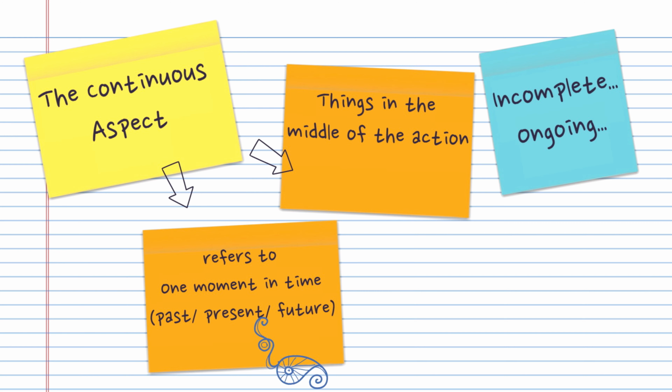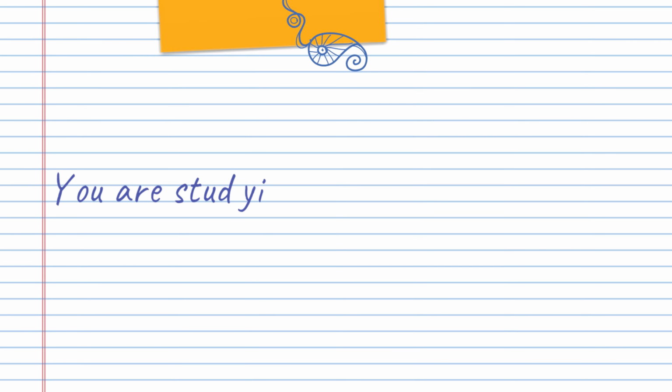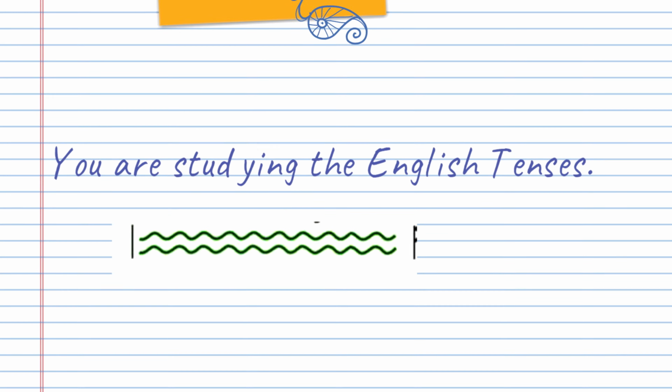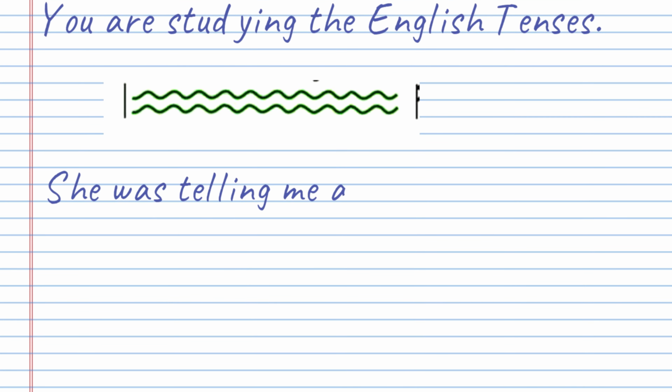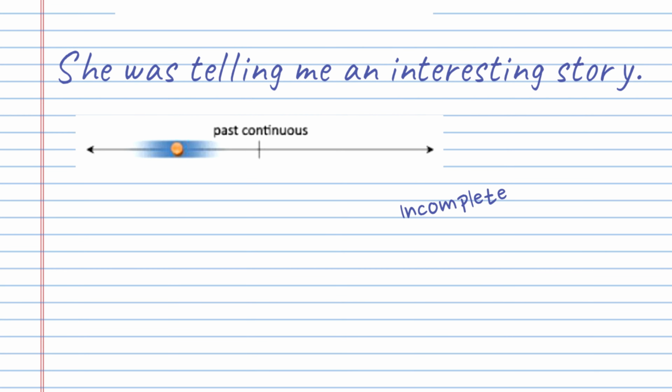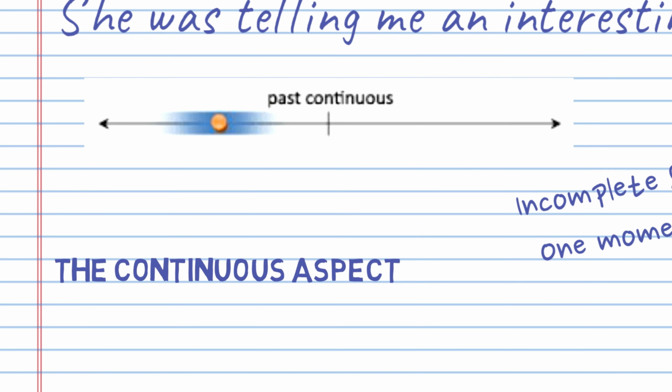For example, you are studying English tenses. Here, you are in the middle of the action. This action is ongoing and it's incomplete. Another example, she was telling me an interesting story. Here, the speaker is talking about that one moment in time and the action is incomplete. So, the use of continuous aspect.